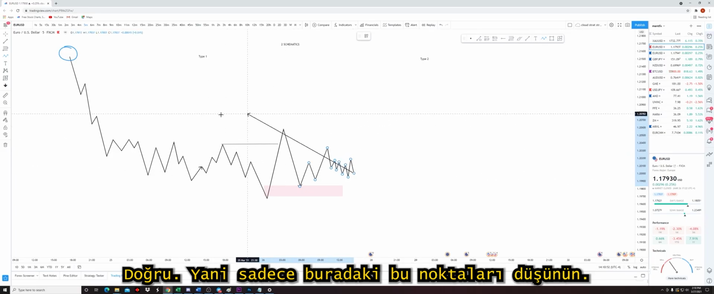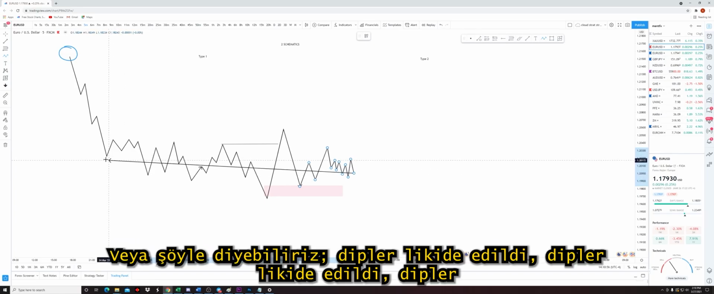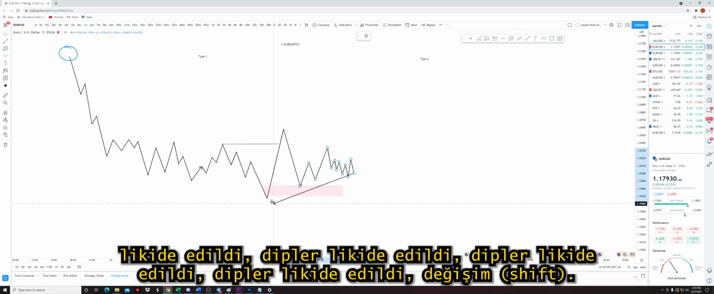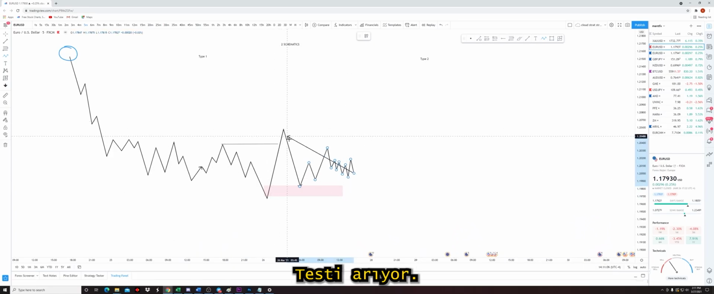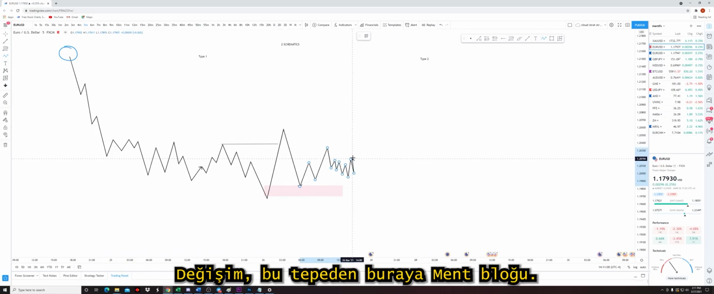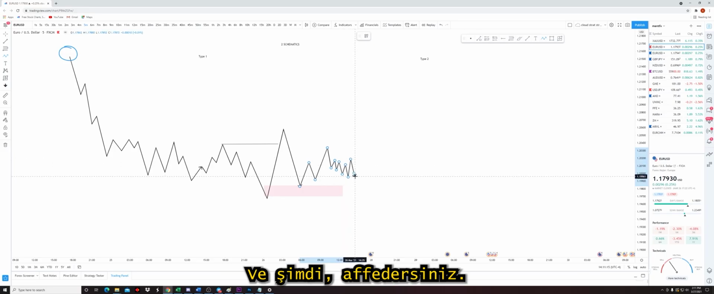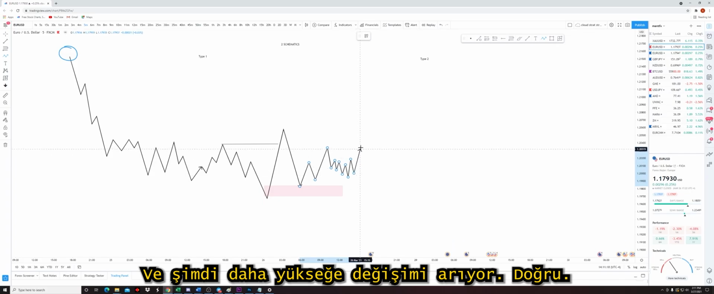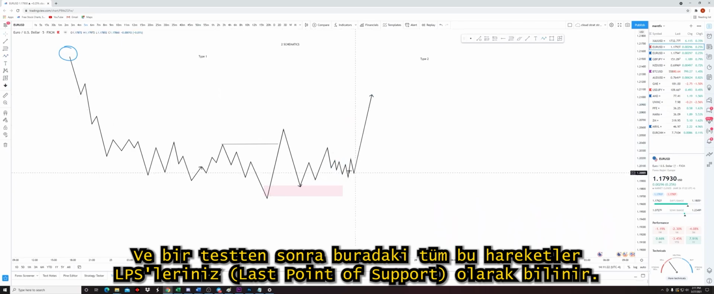So remember, just think about these points here, right? You have lows liquidated, lows liquidated, lows liquidated, shift, right? MetFX block, break above, sign of strength, looking for the test. Same thing here. Shift, MetFX block from this high to here, breaks through, comes back down, and now looking for the shift higher, right? And that's all part of this potential move here. And all these moves inside here after a test are known as your LPSs.